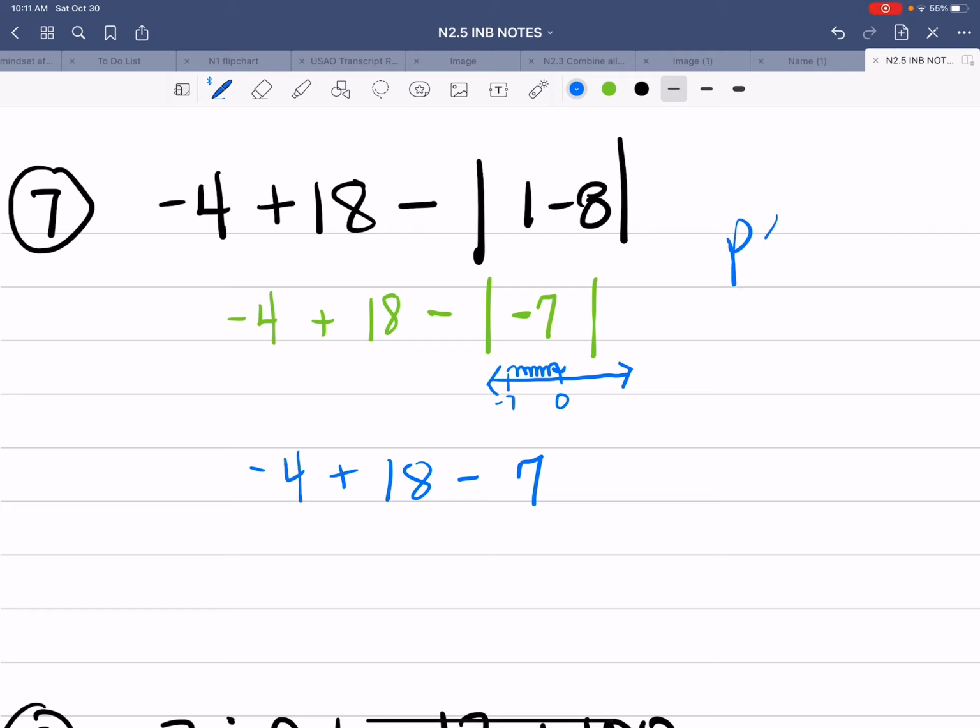Now, remember PEMDAS. I did parentheses, which were my absolute values. There's no exponents, no multiply or divide. I'm going to add and subtract from left to right. So I'm going to add my ghost 0.